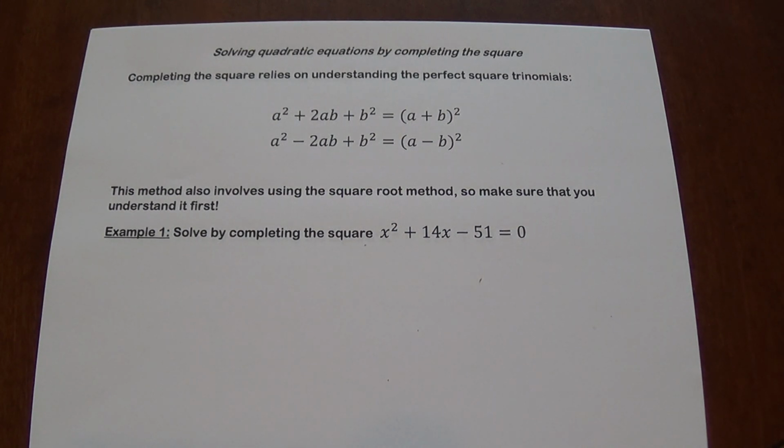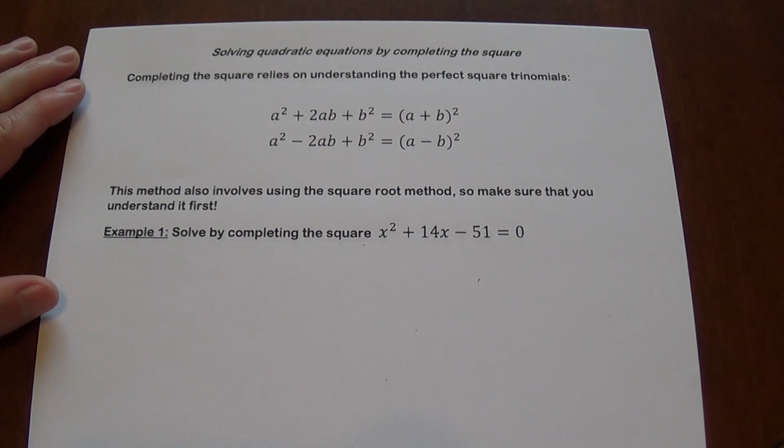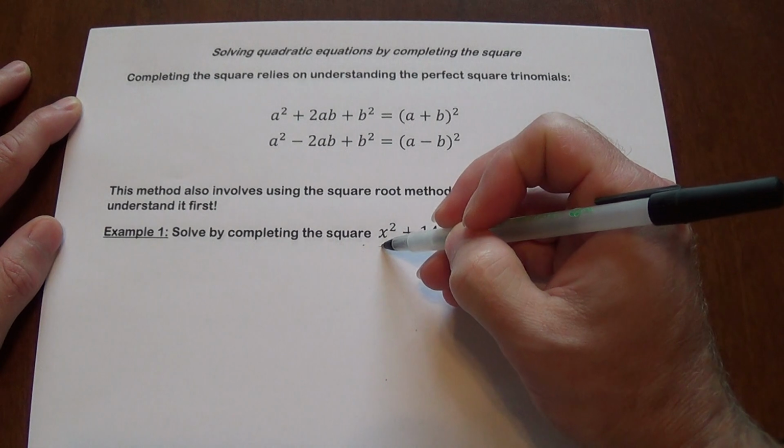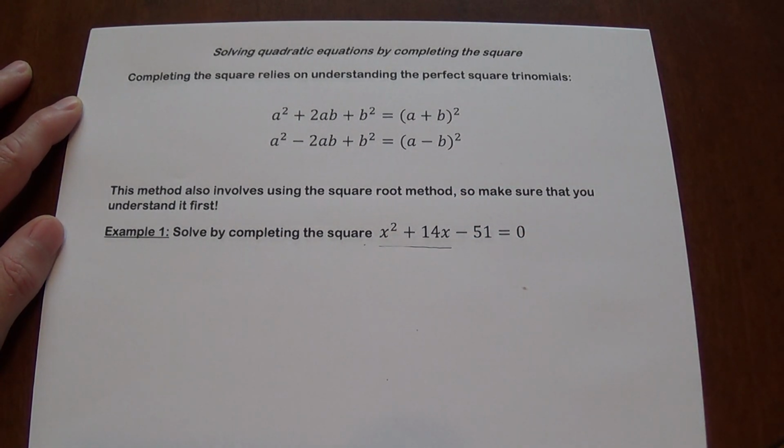Also, you need to know how to use the square root method for solving quadratic equations, because this comes up, and you need to make sure that you know this first. So if you don't, please watch a video on that. So what do we do? We're trying to complete the square. We're only interested in the first two terms, the quadratic term and the linear term. So here's what we're going to do.